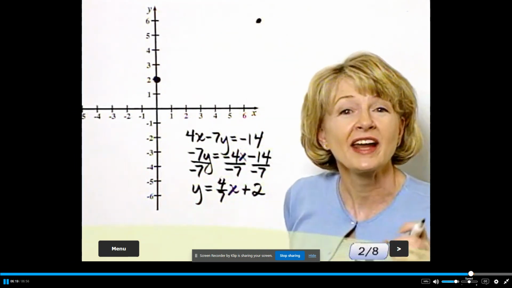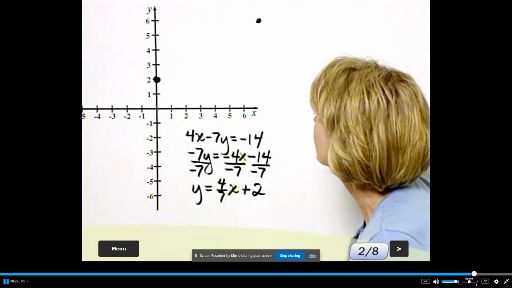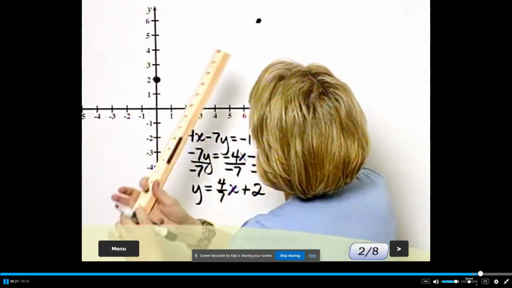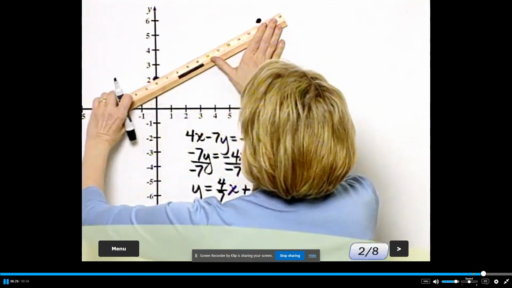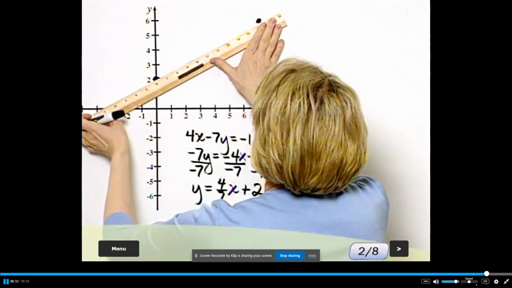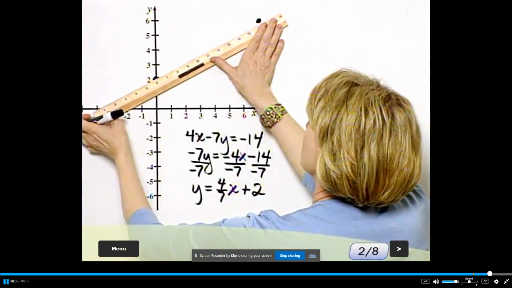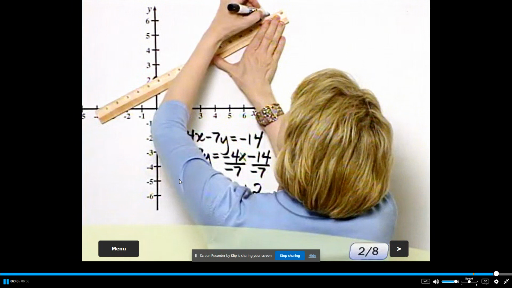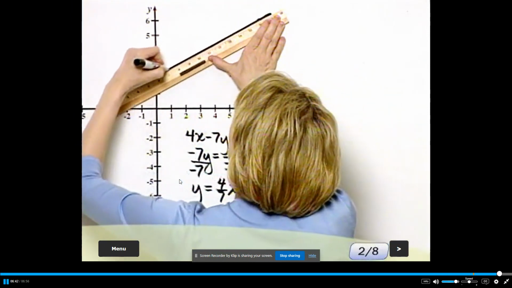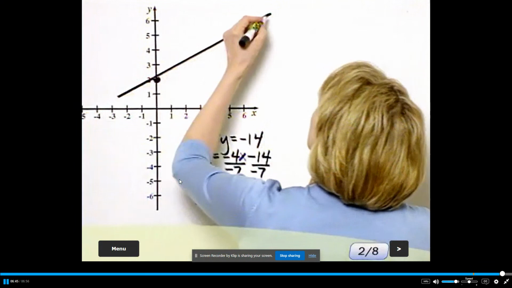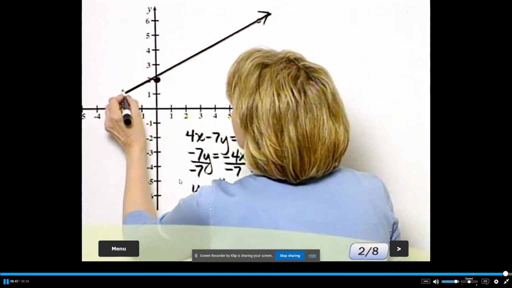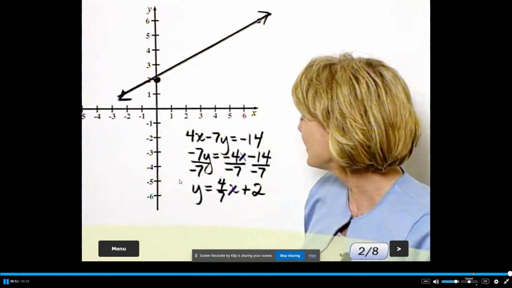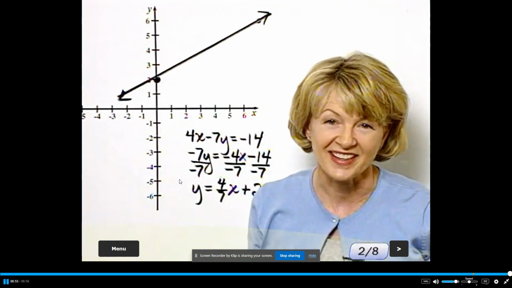And I can use that now, and I can graph my linear equation. And here it is. Let me be very careful with the ruler. There we go. You can extend it, but there is the graph of this equation: 4x minus 7y is equal to negative 14.